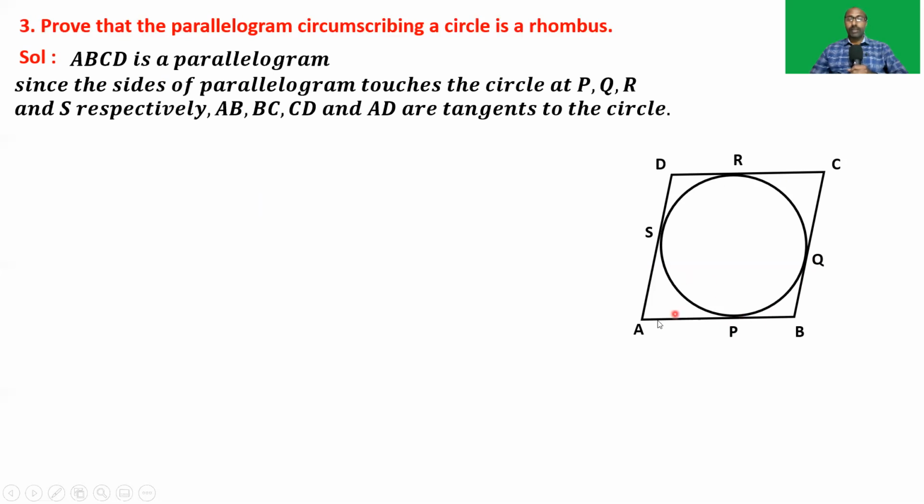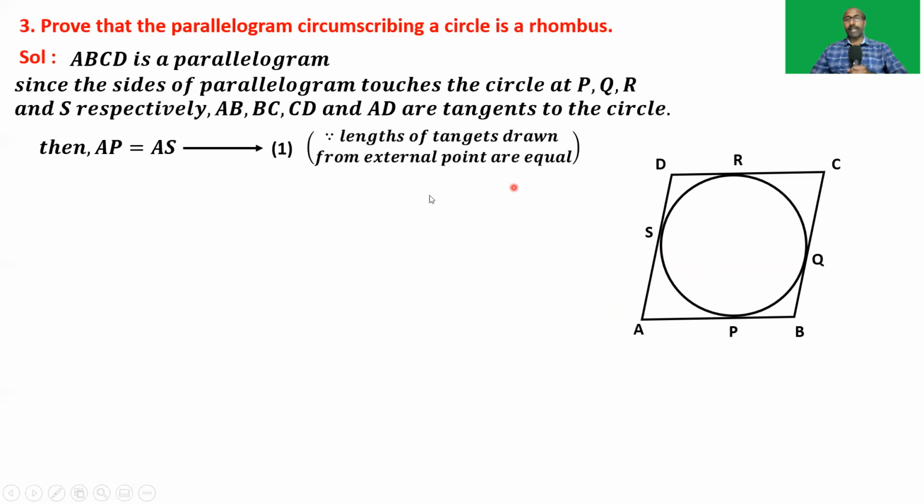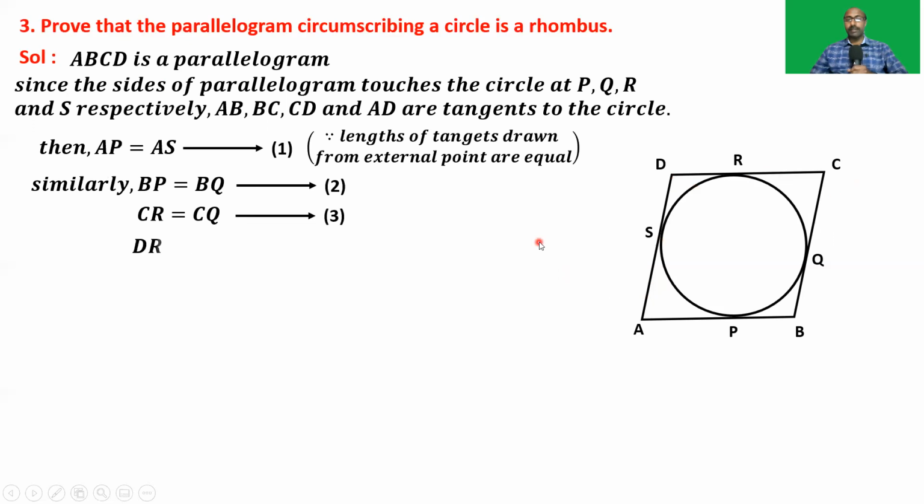Now, we learned that the lengths of tangents drawn from an external point to a circle are equal. So then AP is equal to AS and BP is equal to BQ. Okay, since the lengths of tangents drawn from an external point are equal, AP is equal to AS, take it as equation 1, and BP is equal to BQ, take it as equation 2. Similarly, CR equal to CQ and DR equal to DS. So these are the four equations we get.